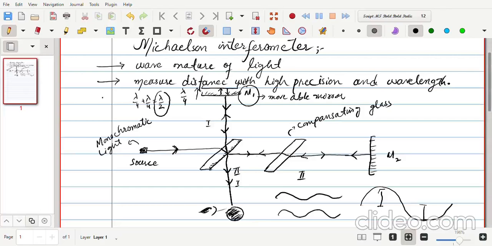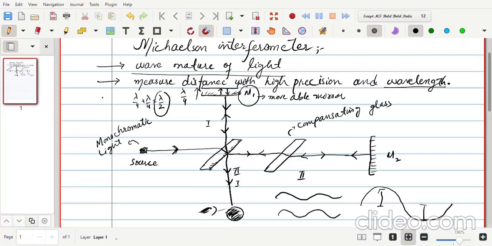We can follow the same pattern, and as we increase the distance, the fringes become bright, then dark, then bright, then dark. So it shows that the Michelson interferometer proves that light has a wave nature, and we can measure the wavelength of the light here.